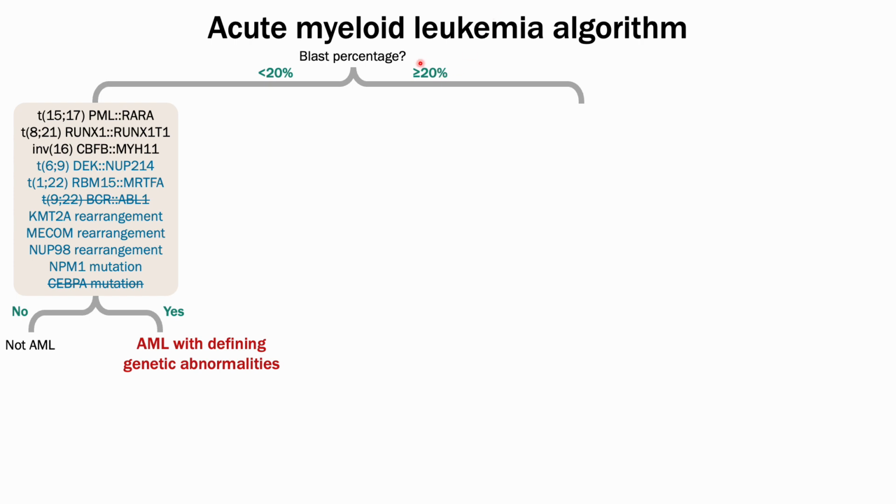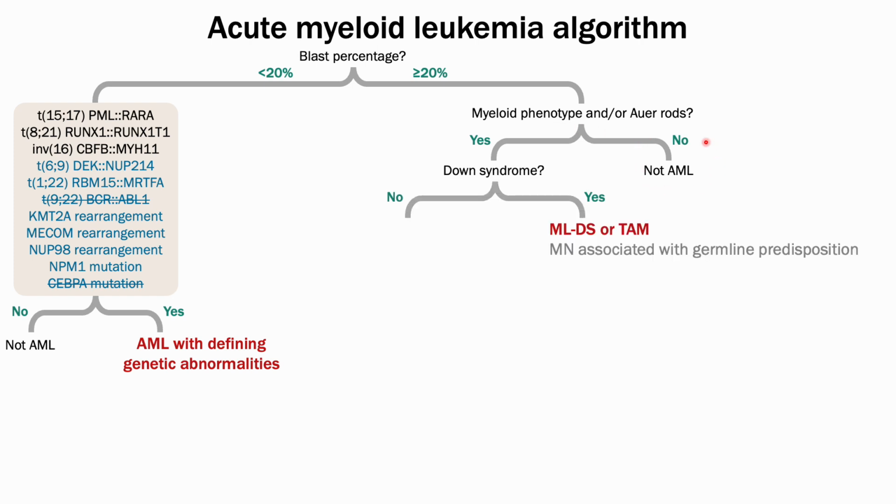Now, if you do have greater than 20% blasts, you need to look for myeloid phenotype through flow cytometry, immunohistochemistry, or looking for Auer rods. If you don't have myeloid phenotype, then you can't call it AML. If you do have myeloid phenotype, you need to look for a history of Down syndrome. And in the context of Down syndrome, greater than 20% myeloid blasts is either myeloid leukemia of Down syndrome or transient abnormal myelopoiesis of Down syndrome.